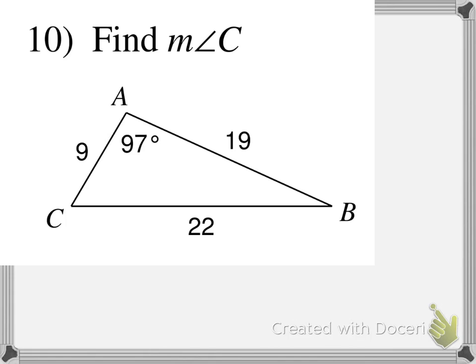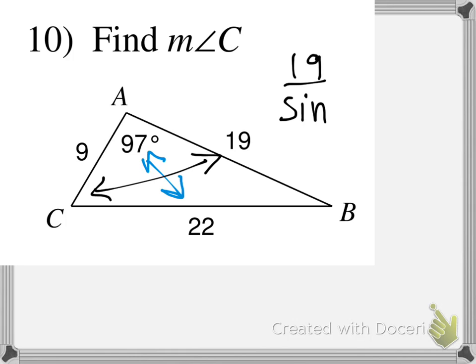Last one. Not too bad, huh? Our opposite relationship here, and we need to find the measure of C. Opposite is going to be 19. Go ahead and set that up. 19 over the sine of C is equal to 22 over the sine of 97 degrees.